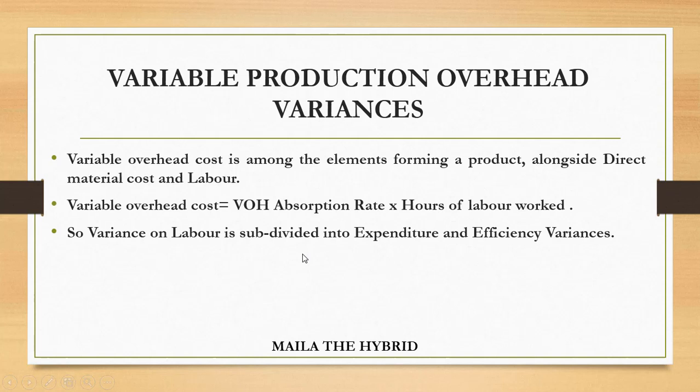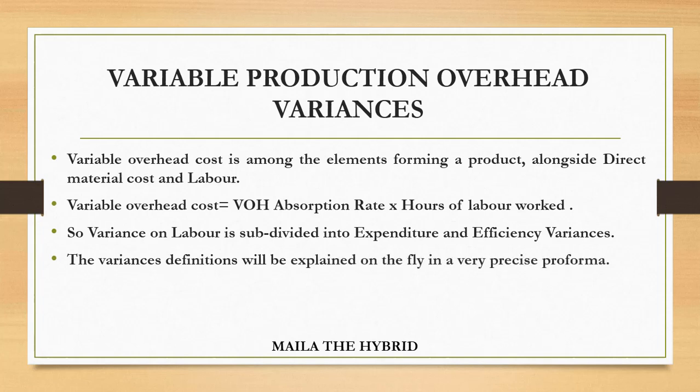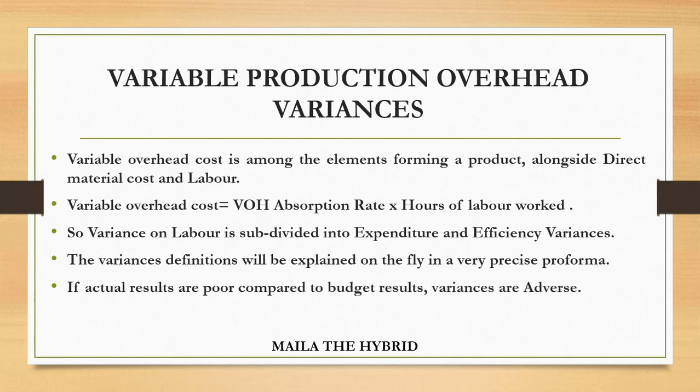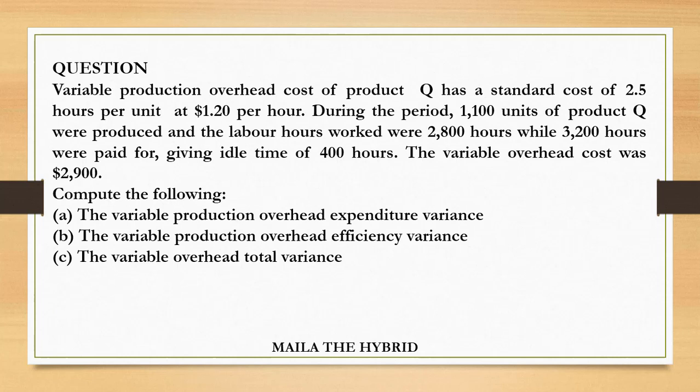That's why we say variance on overheads is subdivided into expenditure and efficiency variances, and we'll see this in a very precise pro forma that we use for all other variances, for example, variances on material as well as variances on labor. And we'll see the definitions on the fly. As usual, overheads represent cost, so if actual results are poor compared to budgeted results, the variances will be adverse. That means if I incur much higher cost than what I expected, then the variances would be adverse, and the reverse. So, let me take you through the question.